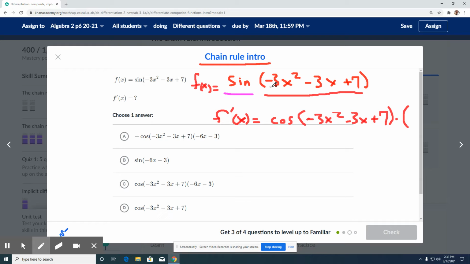So what's the derivative of the inside? That would be 2 times negative 3 is negative 6. X, 2 minus 1 is 1. Minus 3. The x just drops off of that one. Okay? And then that's going to be your final answer. So the trick is that you're just peeling it away.